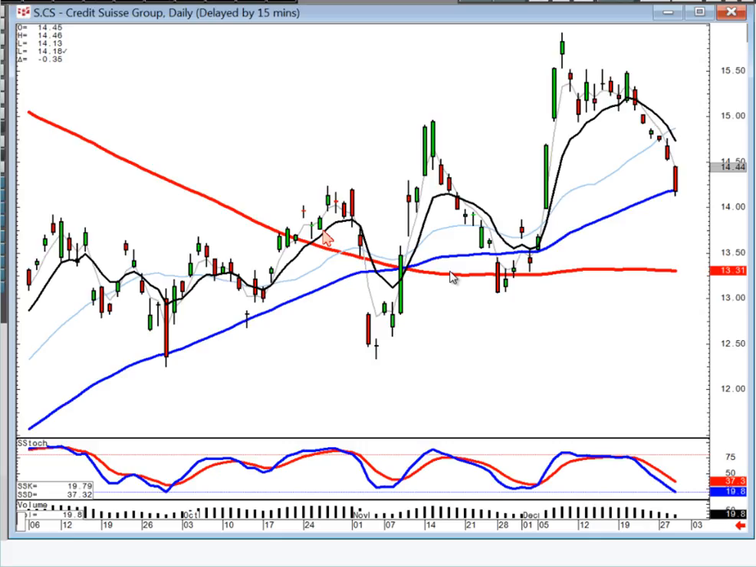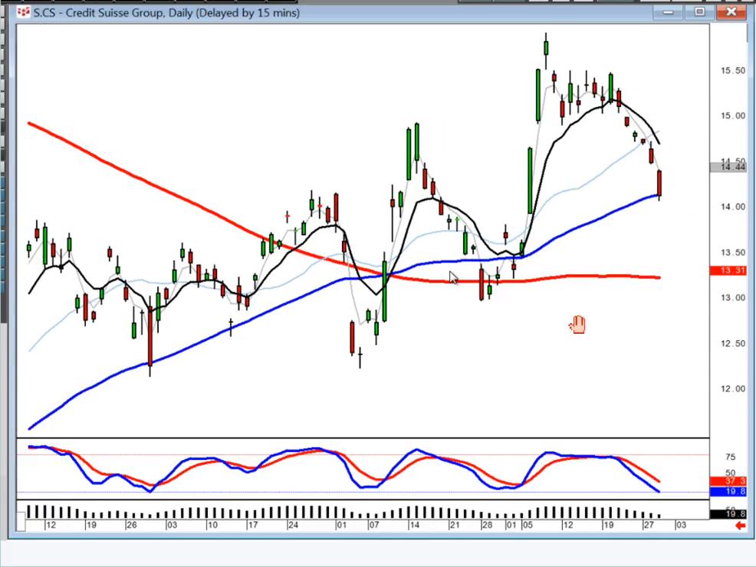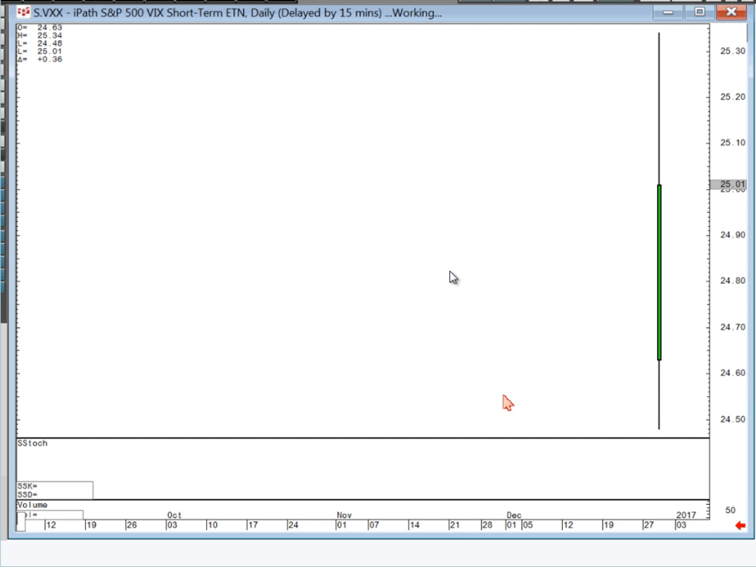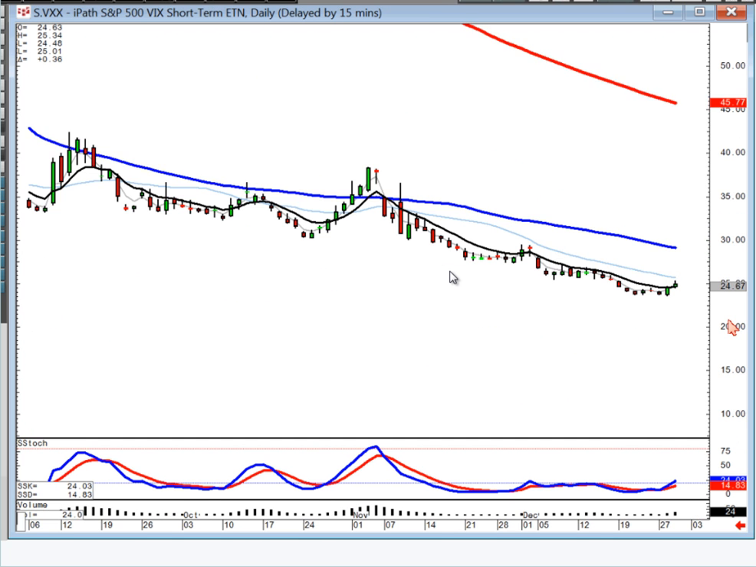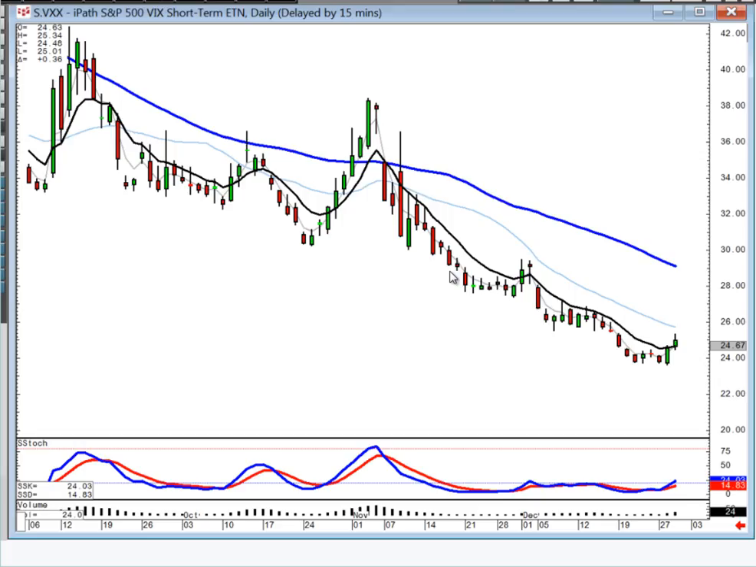CS, Credit Suisse, you're right smack dab on the 50. If you're short, you just watch. At this point, I'd use today's open as my stop. It shouldn't come back up through here after hitting the 50-day moving average. The VIX, you can start buying this on positive trading tomorrow.